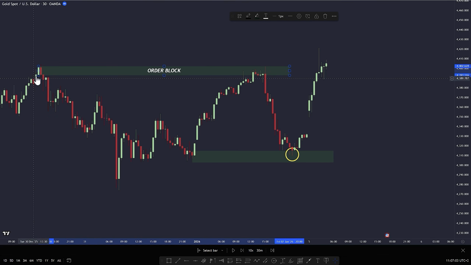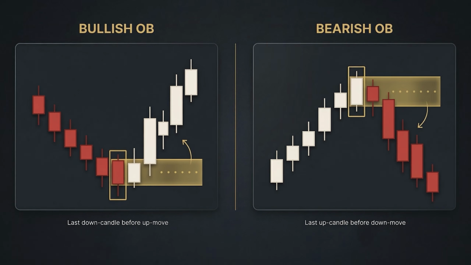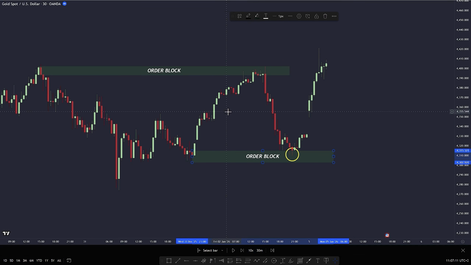Mark the last down candle before a major up move, the last up candle before a major drop. These aren't levels, they're addresses. Somebody important lives there, and they always come back.